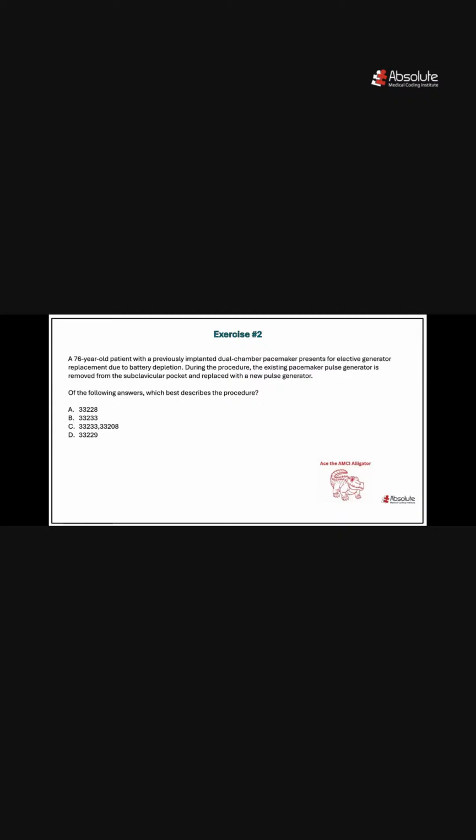All right. Once again, everyone is on the same page, you are all saying the same letter, option A. Let's see if it is the correct answer or not. We have removal and replacement of a permanent pacemaker pulse generator. That's the procedure which is performed.